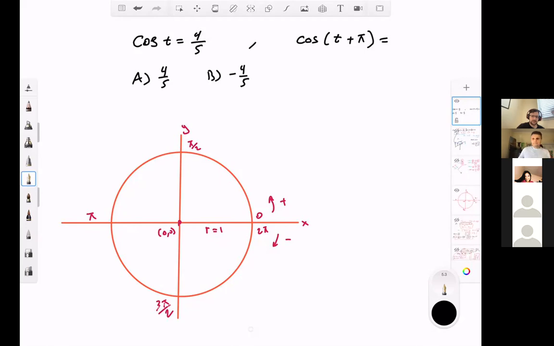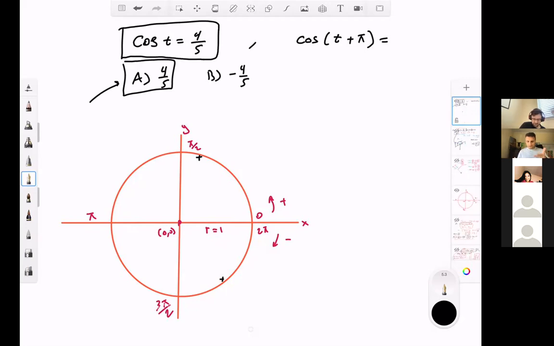Let's see if A is correct. Cosine of t equals 4/5, so cosine is positive. I can pick any. If you know cosine is positive in quadrant 1 and quadrant 4, I can randomly pick any in quadrant 1 or quadrant 4.